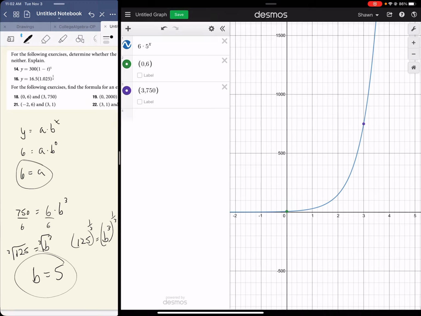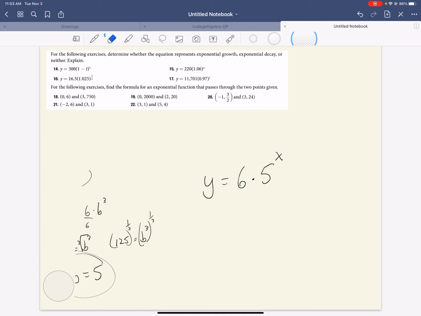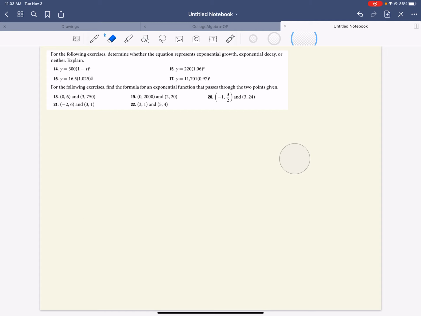And so what made this one easy, guys, is the fact that they gave me one of the points had a 0 for the x value. And since it had a 0 for the x value, and anything to the 0 is 1, I got for free what a is. So this here is always a if x is 0 or t is 0, whichever one. So I'm going to erase that then, and I will do the other problem because it's worked out slightly different.